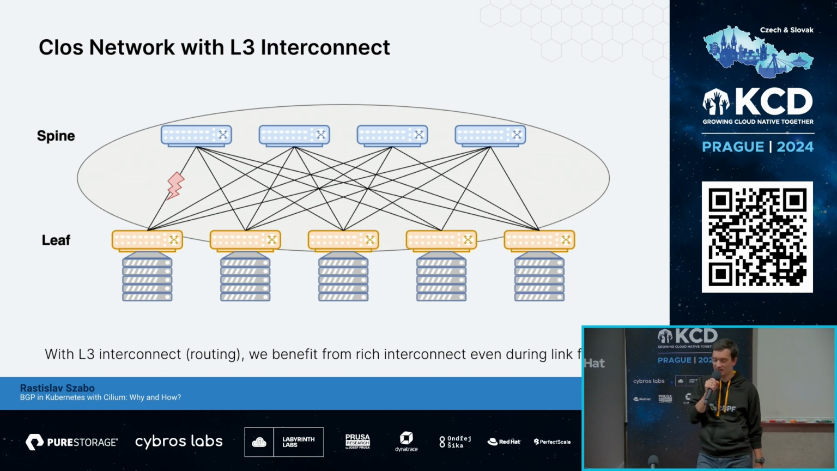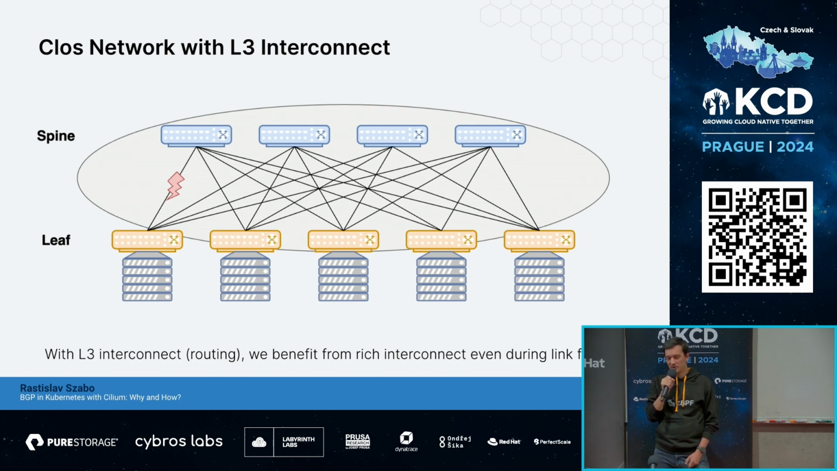The answer is easy. Instead of layer 2 between the switches, we would use layer 3 interconnection. And we would do routing on each one of the switches, on the spine and leaf level as well. That allows us to have all the links active all the time. And whenever there is a link failure, all the remaining links still stay active and we have much higher throughput.